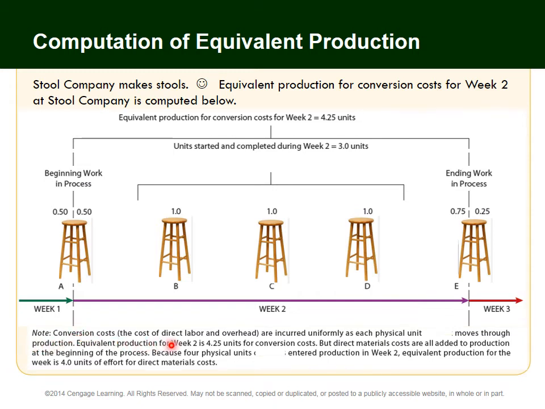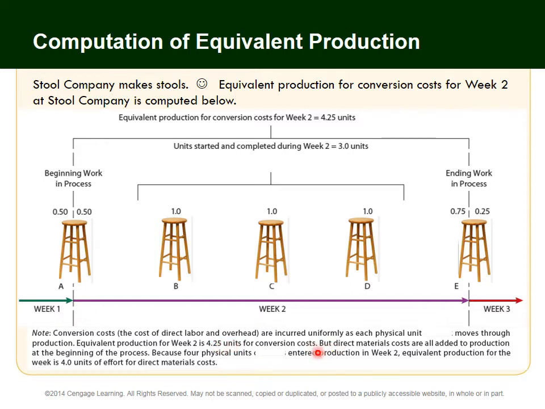Conversion costs, which, if you recall, are labor and overhead, are considered to be added as each physical unit goes through production. So we've got 1, 2, 3.75 plus 0.5. So we have equivalent production for conversion costs is 4.25. Again, that's 0.5 plus 3 plus 0.75 equals 4.25.